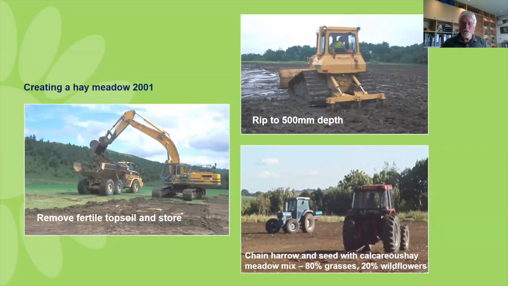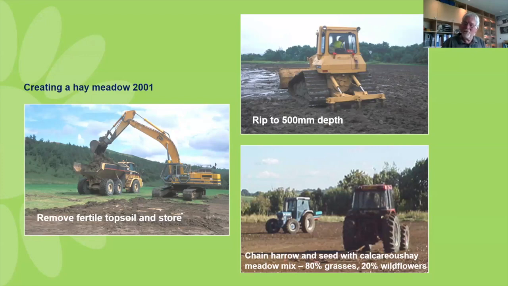Yeah. This is creating a hay meadow. If there's any farmers there, you're going to be shocked because we're going to take a perfectly good field and we're going to take the soil off it, and then we're going to rip it and chain harrow and seed it with a calcareous hay meadow mix.